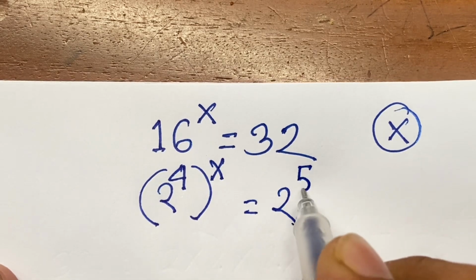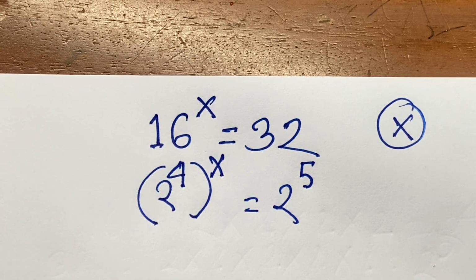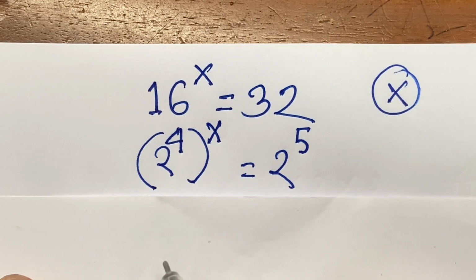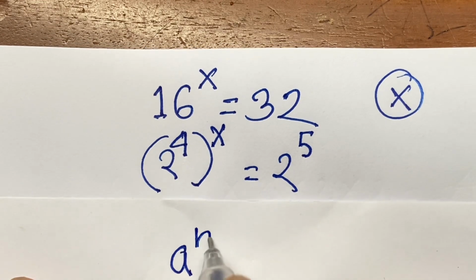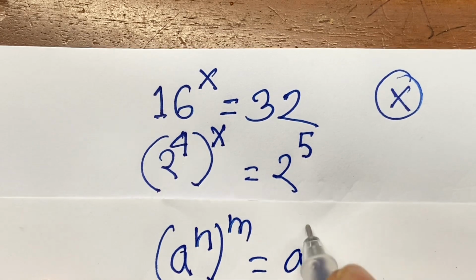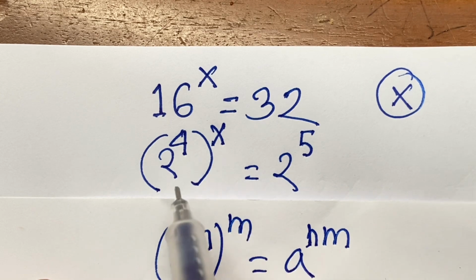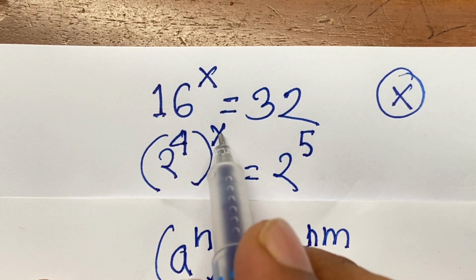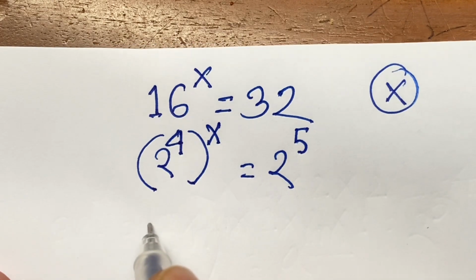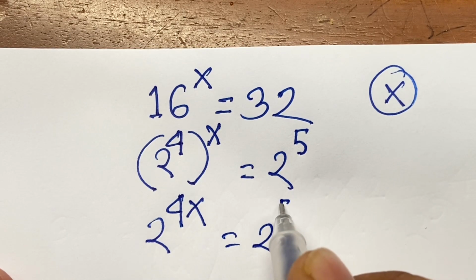Now we know that according to exponential rules, (a to the power n) to the power m equals a to the power nm. So if I follow this rule, I can say 2 to the power 4 times x equals 2 to the power 4x. Now here is 2 to the power 4x equals 2 to the power 5.